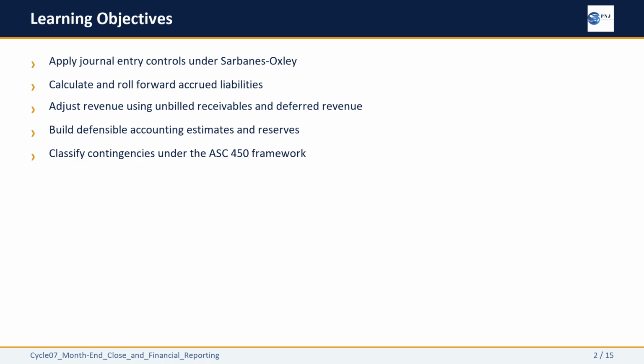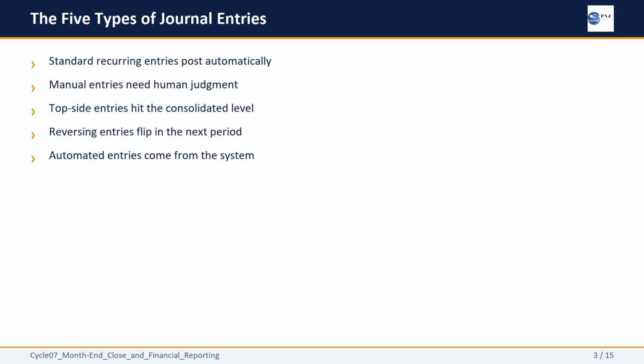earned. You will build accounting estimates that hold up to challenge, things like the allowance for doubtful accounts and warranty reserves. And finally, you will master the framework that tells you whether to accrue a loss, disclose it, or do nothing at all. Why start with journal entries?